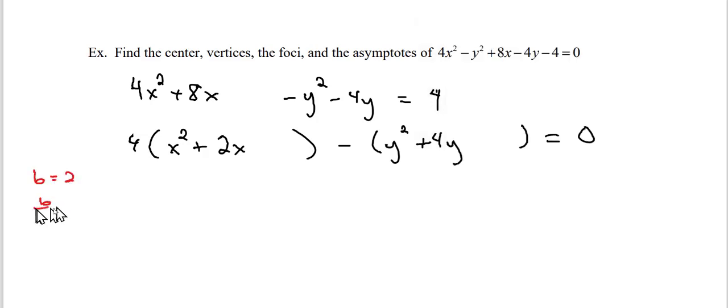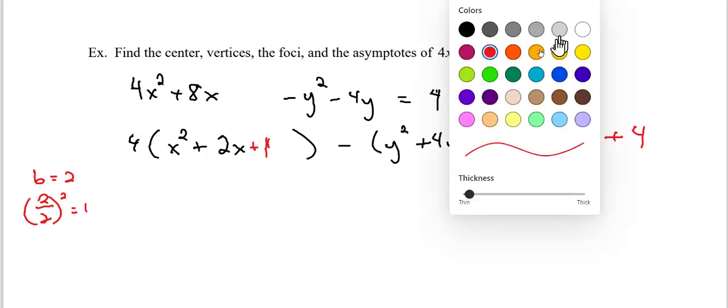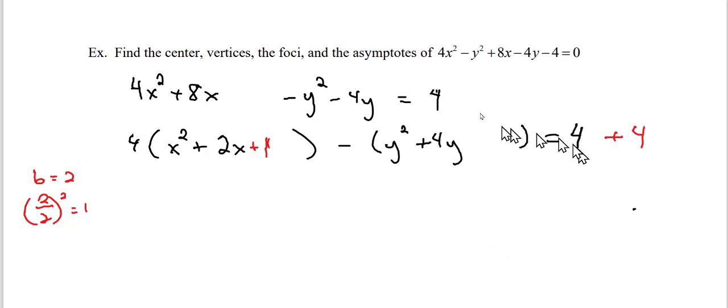Take the b, divide it by 2. 2 over 2, square that, you get 1, plus 1. I added a net of 4 to this side, so I have to add 4 to the right side also. I did not bring that 4 down correctly, did I? I have a 4 here, not a 0. Okay. So when I add 1 here and have that factor of 4 out front, I added 4 to the left side. I have to add 4 to the right side.